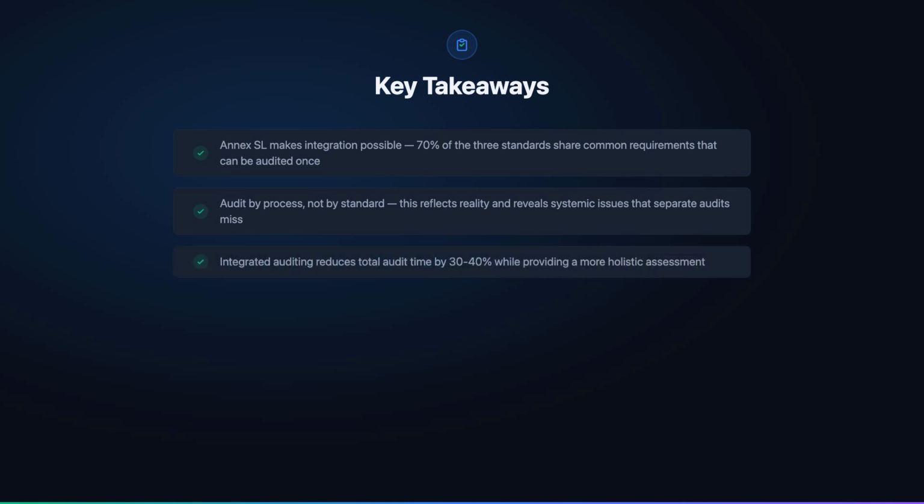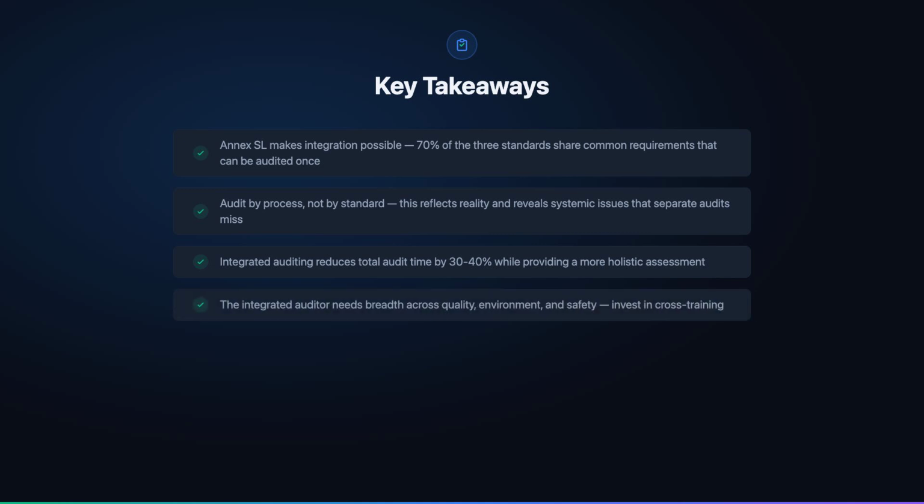Third, integrated auditing delivers real efficiency gains. Organizations typically see 30 to 40% reduction in total audit time, significantly less disruption to operations, and a more holistic assessment that identifies cross-cutting improvement opportunities.